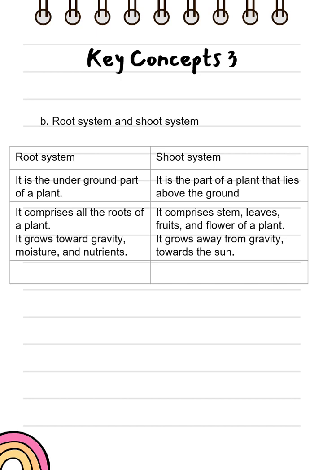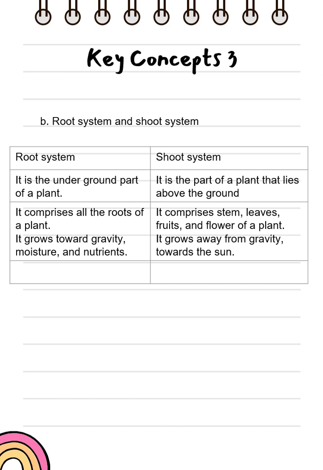Root system and shoot system. Root system. It is the underground part of a plant. It comprises all the roots of a plant. It grows towards gravity, moisture, and nutrients.